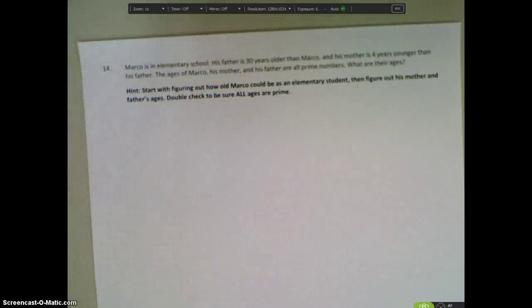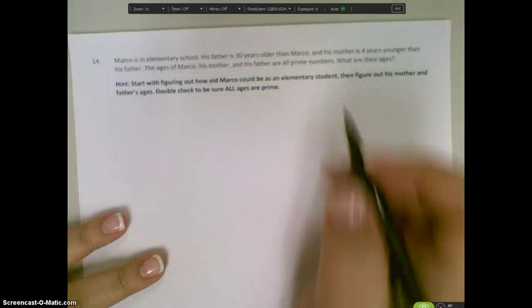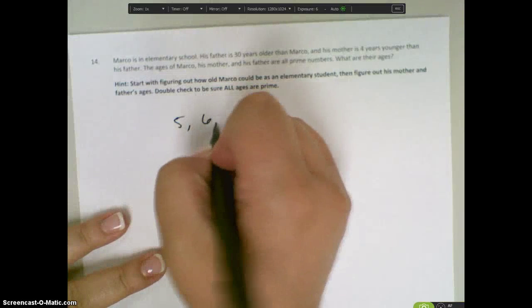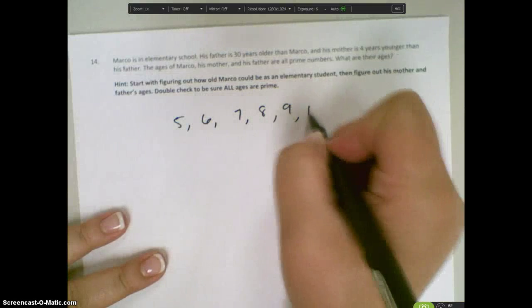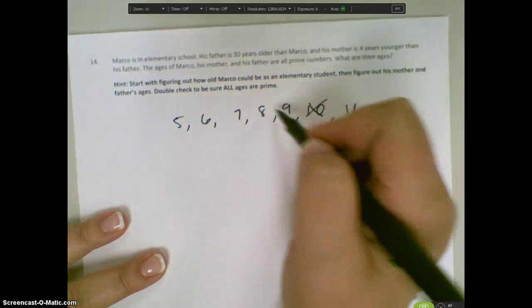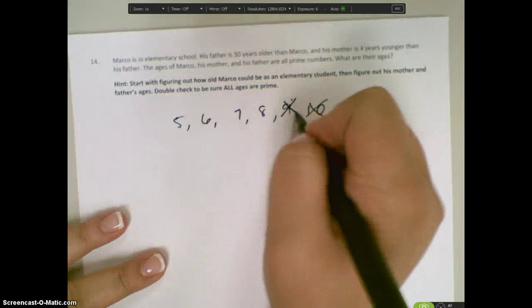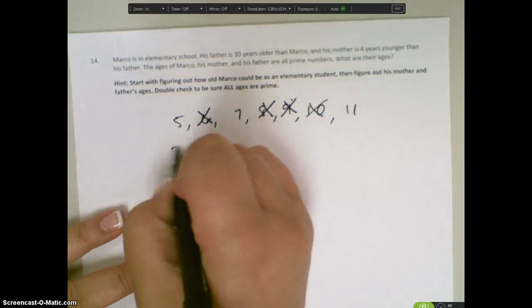And the last question. Marco is in elementary school. His father is 30 years older than Marco. His mother is 4 years younger than his father. The ages of Marco and his mother and his father are all prime numbers. What are their ages? So I'm going to list 5, 6, 7, 8, 9, 10, 11 because those are all numbers in elementary school. I'm going to cross out my composites.